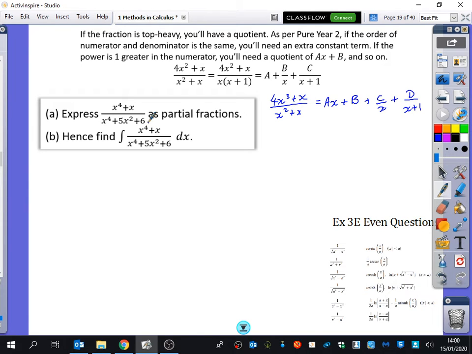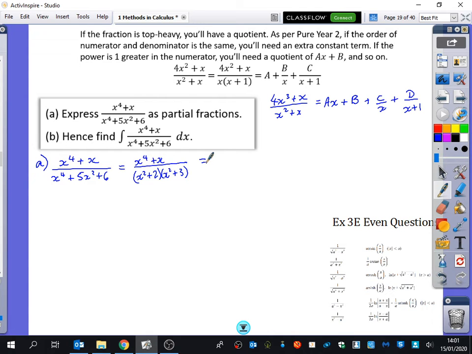So the first thing it wants us to do for part A of the question is to express x to the 4 plus x over x to the 4 plus 5x squared plus 6 as partial fractions. So what do I need to do for partial fractions for the denominator? Factorise the bottom. What does the bottom factorise to? X squared plus 2 and x squared plus 3. And remember, it is a top-heavy fraction. We don't factorise the top. It's a pseudo-quadratic, isn't it? So we won't factorise the top ever, will we? No, we don't need to factorise the top.